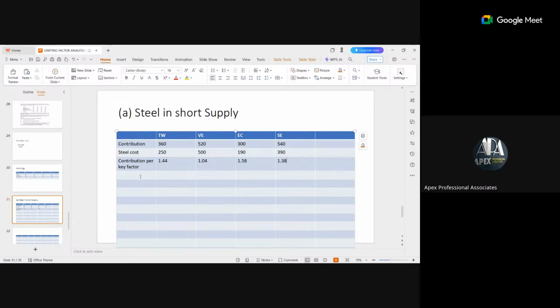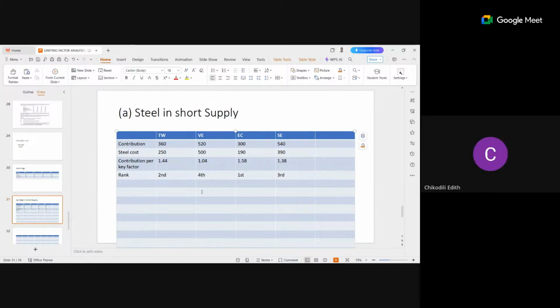So when you rank now, let's rank. EC is ranking first. Then TW second, and the third is SE. Then the fourth is VE. So on this basis now, we can now apportion the 250,000 that is available for us to buy steel.